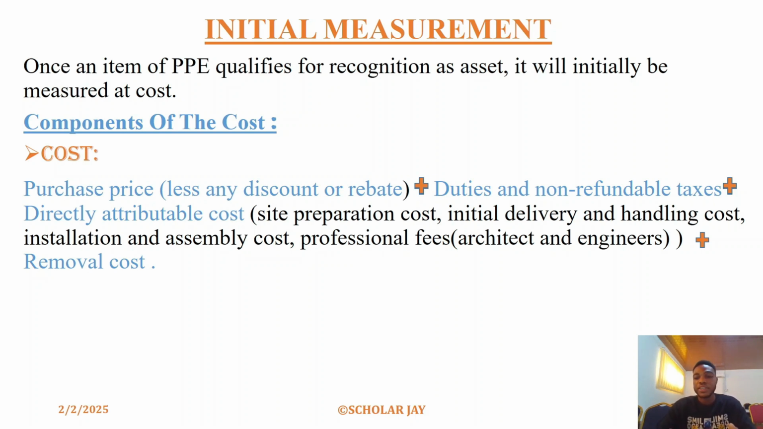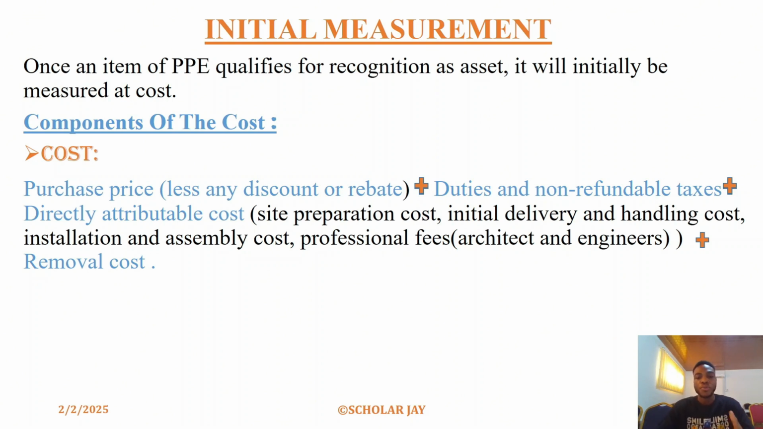You also have initial delivery and handling costs. So you bought an asset. Sometimes they have to deliver the assets to you, and then you have to pay a delivery fee. Now, this delivery fee is a directly attributable cost. After you buy the assets, you are supposed to mount them. Sometimes in mounting the assets, there are assembly or installation costs. Sometimes it requires expertise, and you have to pay them. These are all what you call directly attributable costs. So you have to add all these costs together.